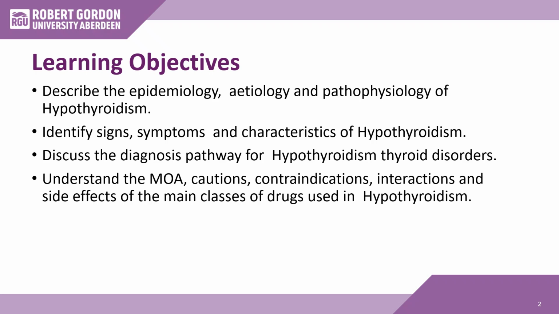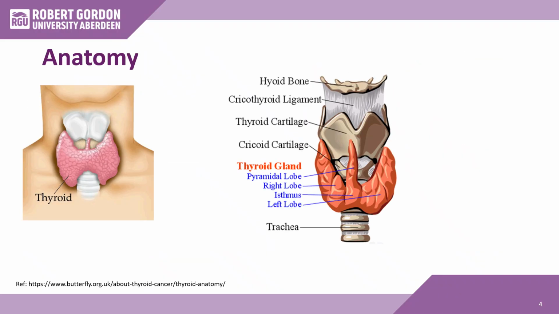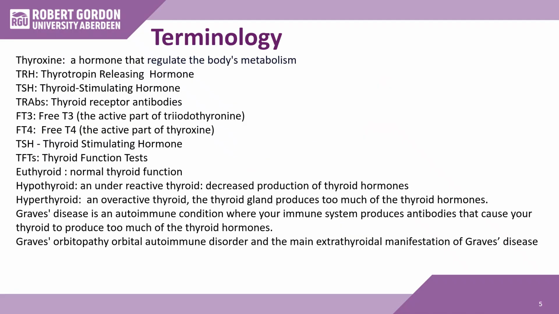used in hypothyroidism. Here's a recap, just to remind you again where the thyroid gland is, and that's where the thyroxine hormone is produced, but significantly also to remember that it is activated by the pituitary, and that's where the thyroid stimulating hormone is produced. Again, the anatomy of the thyroid hormone, just to remind everyone where that is. And the terminology we'll be using again in this part of the endocrinology series.